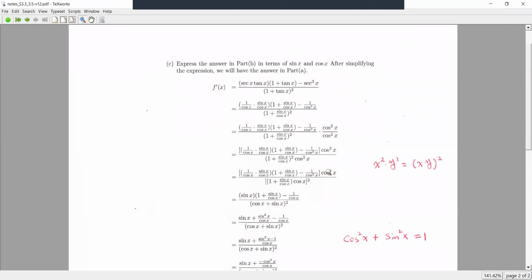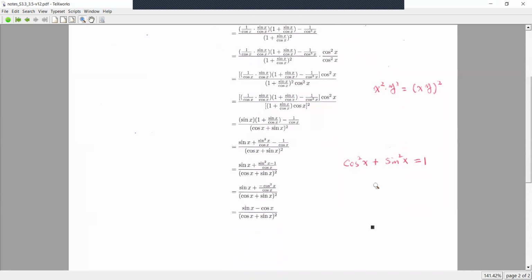Distribute cosine squared to this term and this term. Then this numerator becomes this. Now, distribute sine to 1 and to sine over cosine. Then we have this equation. Combine the second term and the third term in this numerator. Then we have this equation.